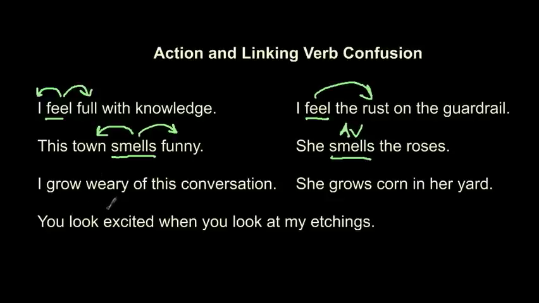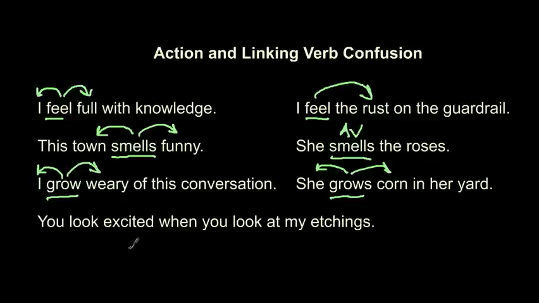I grow weary of this conversation. So I grow and I grow weary. I am linking I to the state of being weary. Now, grow can be an action verb. She grows corn, right? So it's telling what she is doing. Now, this isn't linking these two things. It's telling what she is doing. She is growing corn. You can't grow weary. It's not a crop. It isn't something that springs forth from the ground.